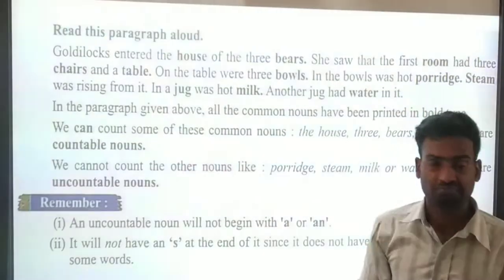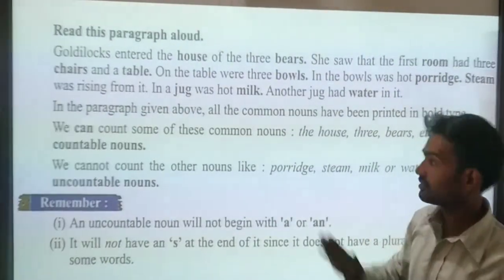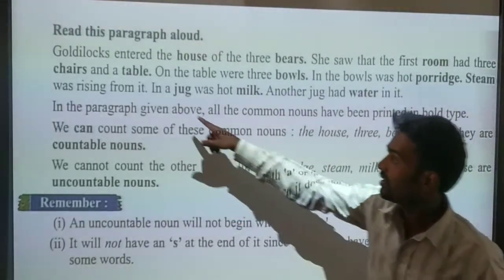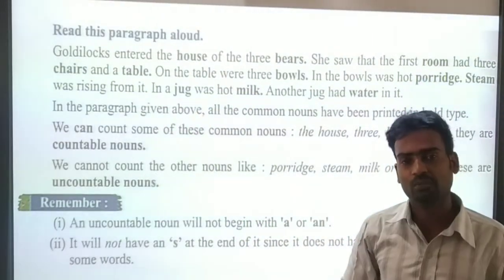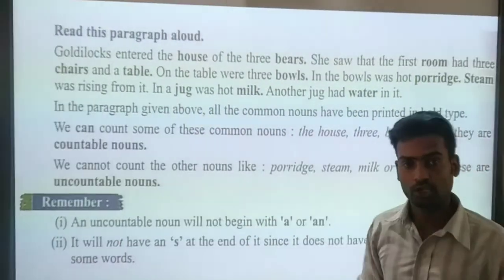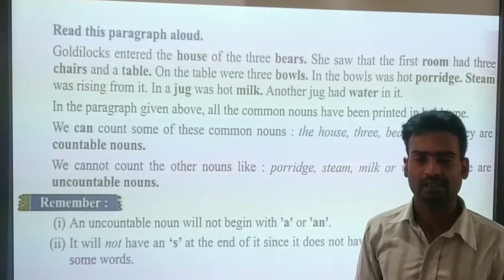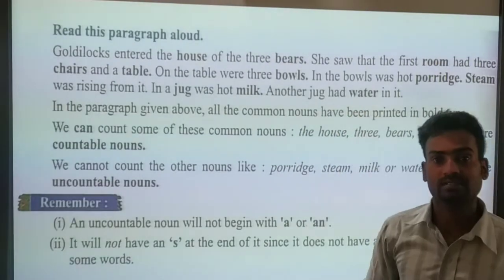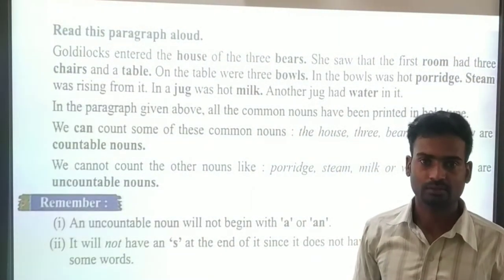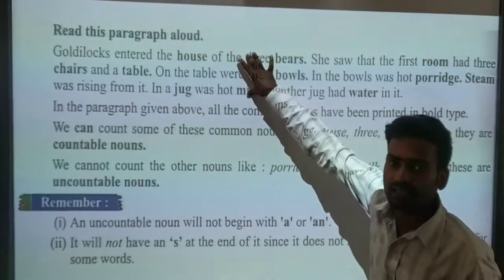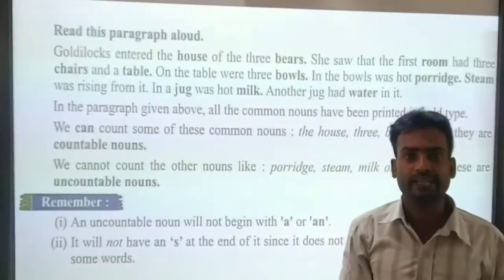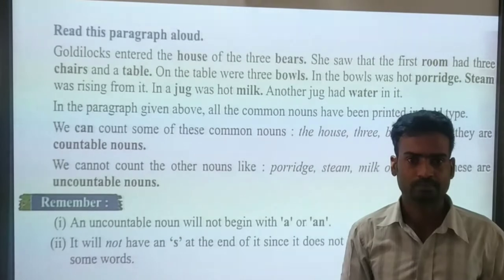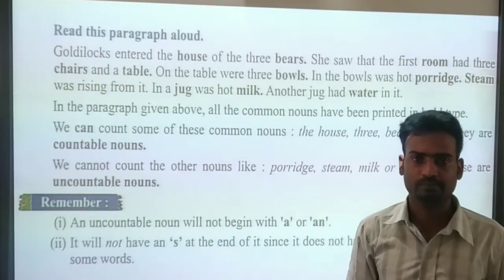Porridge, no, we cannot count. Right? Steam, no, we cannot count the steam. And jug, yes, we can count how many jugs we have. Milk, no, we cannot count milk. How will we count milk? No, not possible to count milk. Water, the same way we cannot count water. Right? So, whatever we can count, yes sir, I can count it. It is easy to count. It comes under countable noun.